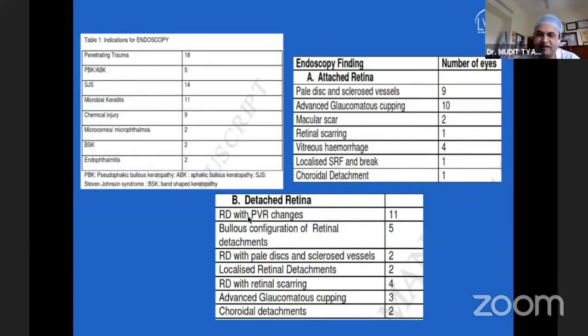Similarly, eyes which had a detached retina on an ultrasound B scan, endoscopy helped us in realizing that 11 eyes had extensive PVR changes and would probably not have been amenable to more surgical interventions. Similarly, 2 eyes with RD had a pale disc and sclerosed vessels, and RD with retinal scarring and glaucomatous cupping were also documented and seen.